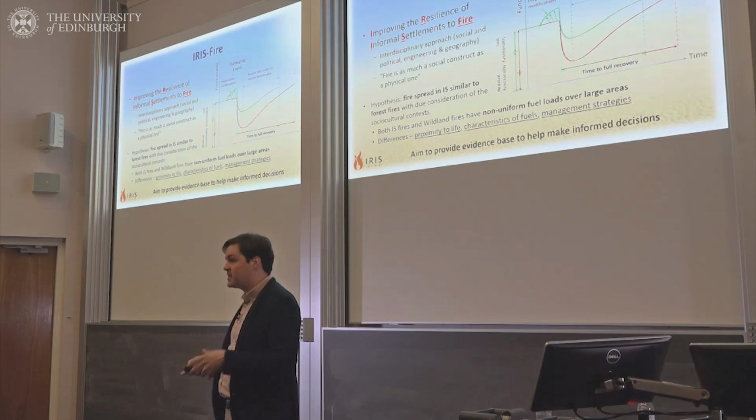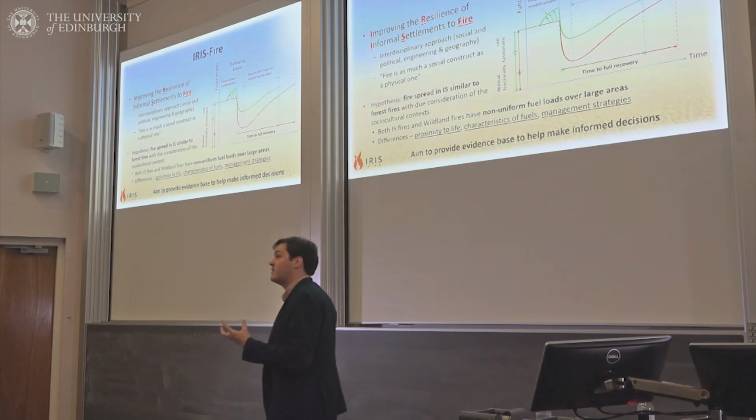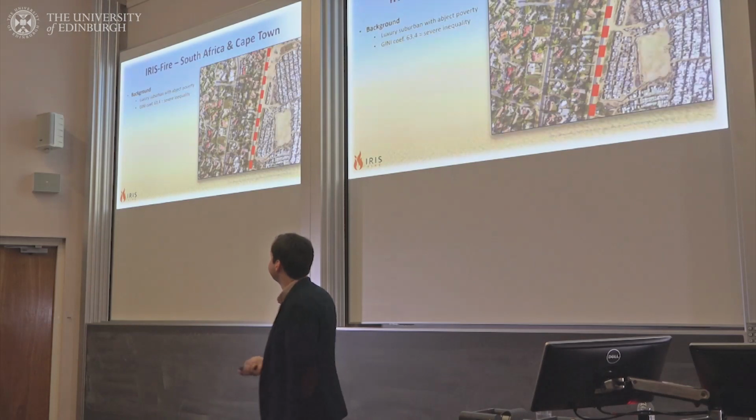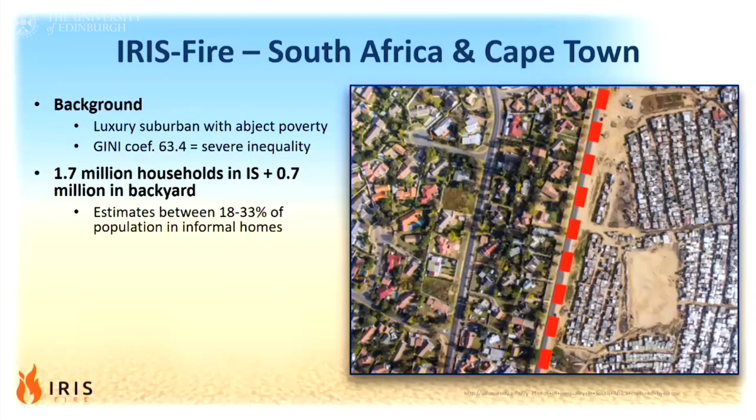So our aim in Iris Fire is to provide this database and information so that policymakers and people who are interacting in these areas can really affect change. Iris Fire is at the moment in Cape Town, looking at South Africa. The reason that we're there is it's one of the most unequal societies around the globe. It's got luxury apartments right next door to informal settlements. We've got around 33% of the population living in informal settlements and in backyard dwellings.